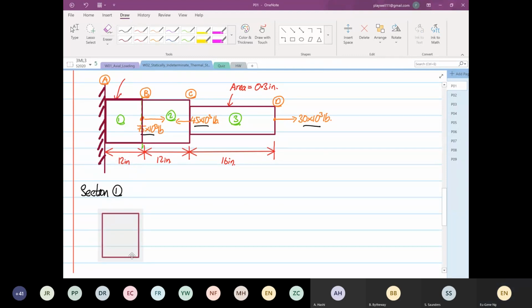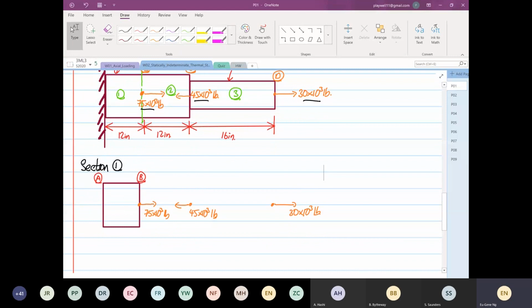In your section 1 over here, this is your point A, and then this is your point B, and then you have a load. So this is 75 times 10 to the power 3 pounds. You have a load going towards the left hand side, it's 45 times 10 to the power 3 pounds. And then the last load over here is 30 times 10 to the power 3 pounds. We are going to use the notation where tensile is positive, compression is negative. At point A, we are aware that point A is built in.